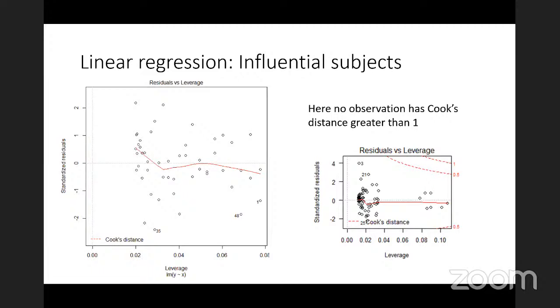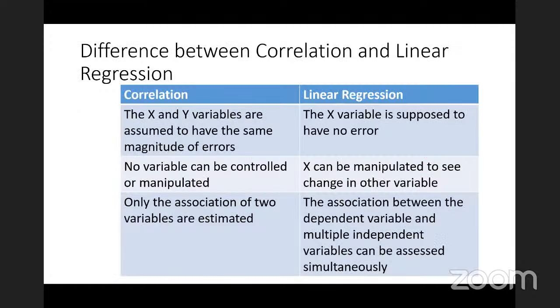So keeping this in mind, let us see what the differences are between correlation and linear regression. In correlation coefficients, the x and y variables are assumed to have the same magnitude of errors. In linear regression, the x variable is supposed to be measured without any error. All errors are in the y variable.